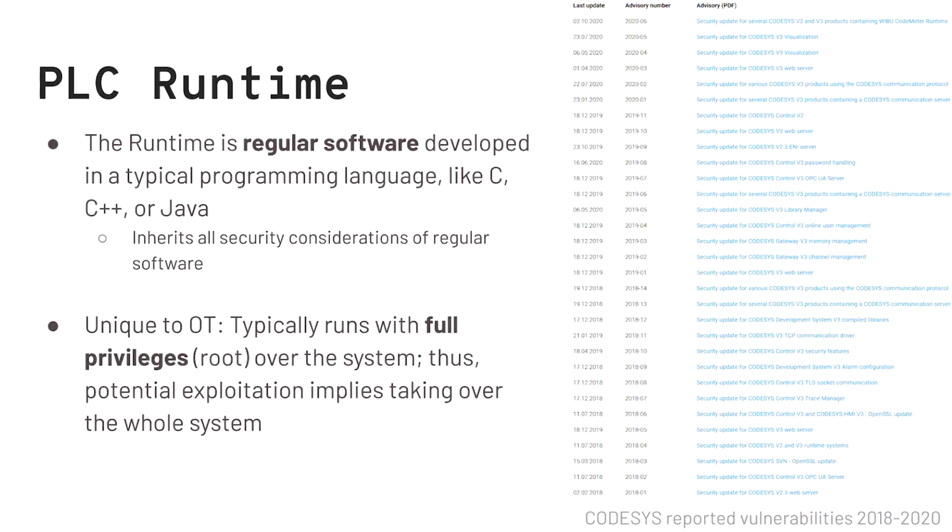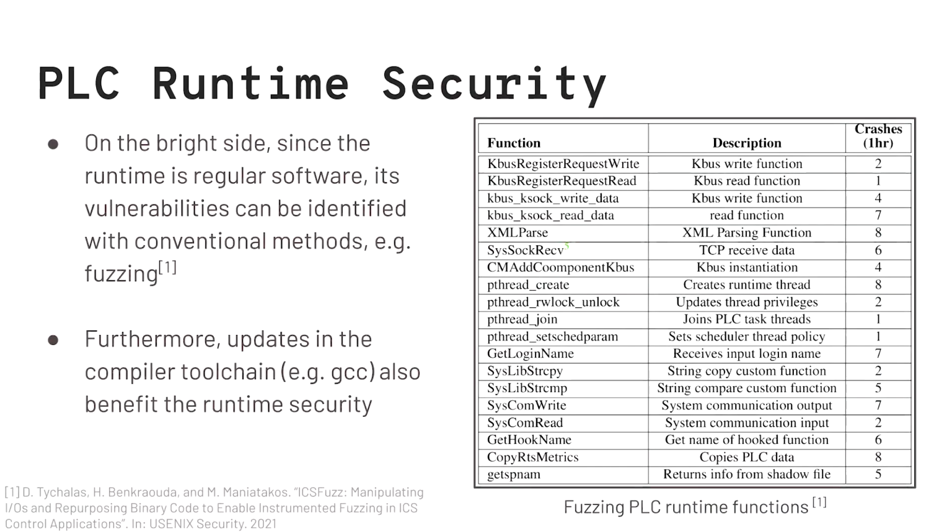But it also shows that the runtime is sensitive, the runtime is software that can be exploited. So you have to think of also complementary methods towards protecting your OT environment. The negative side is running with full privileges. The positive side is that since the runtime is regular software, which was bad in the past, what's good about it, you can also find vulnerabilities with conventional methods. So you can apply, for example, fuzzing in order to find vulnerabilities in the runtime and fix them.